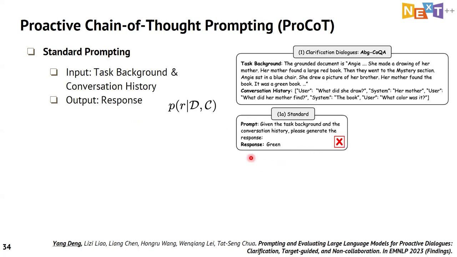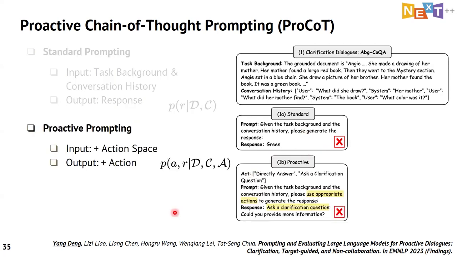So we can see that the response becomes green, which is not what the user intended, or it can be a wrong answer for this ambiguous question. And then in this paper, the authors further proposed the proactive prompting, which further incorporates some candidate action space into the input. For example, in information seeking dialogues, it can be either to directly answer or ask back a clarification question for clarifying the uncertainty.